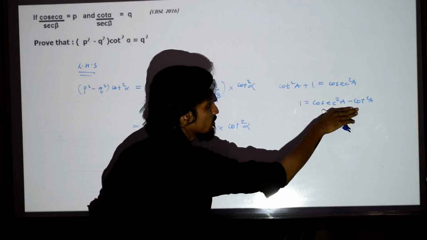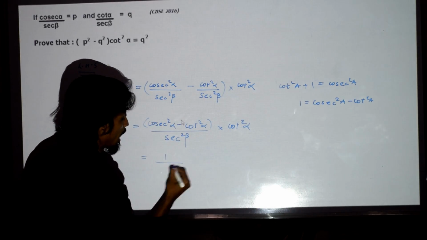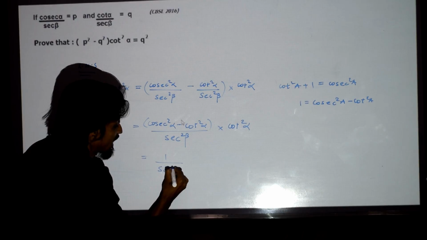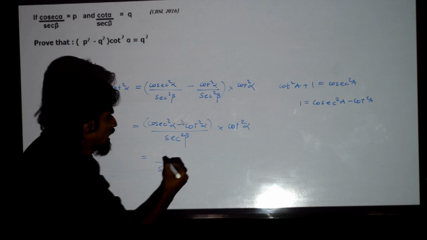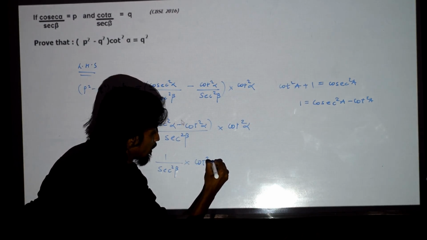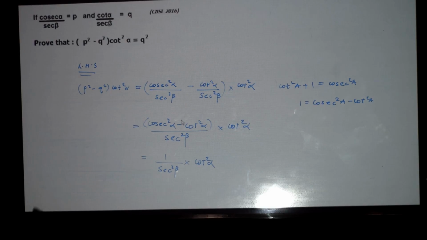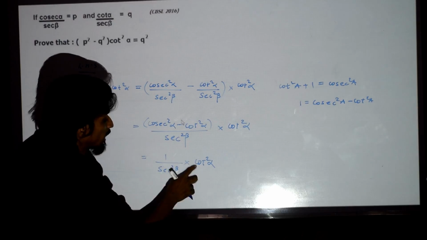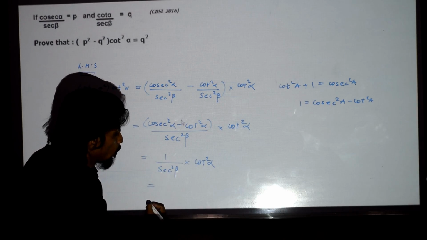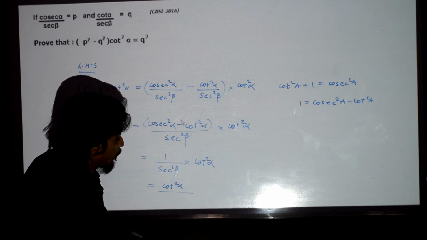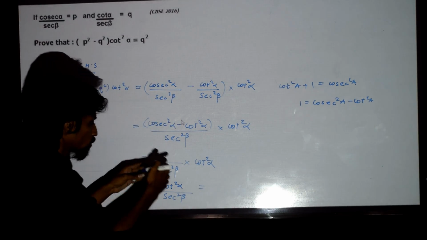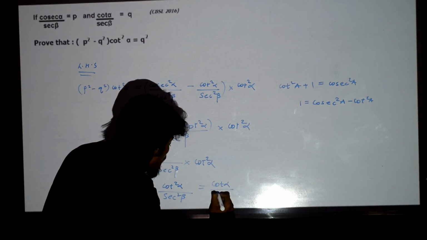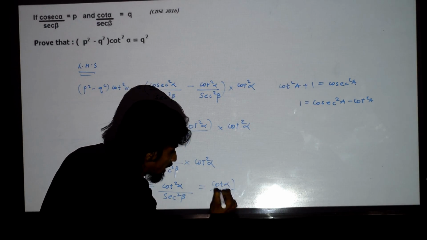So I am going to put this value here. It will be 1 upon sec square theta, because cosec square alpha minus cot square alpha is 1, into cot square alpha. Now I multiply it with 1, which is equal to cot square alpha upon sec square theta. So I'll put it in a bracket. Therefore, it will be cot alpha upon sec beta the whole square.